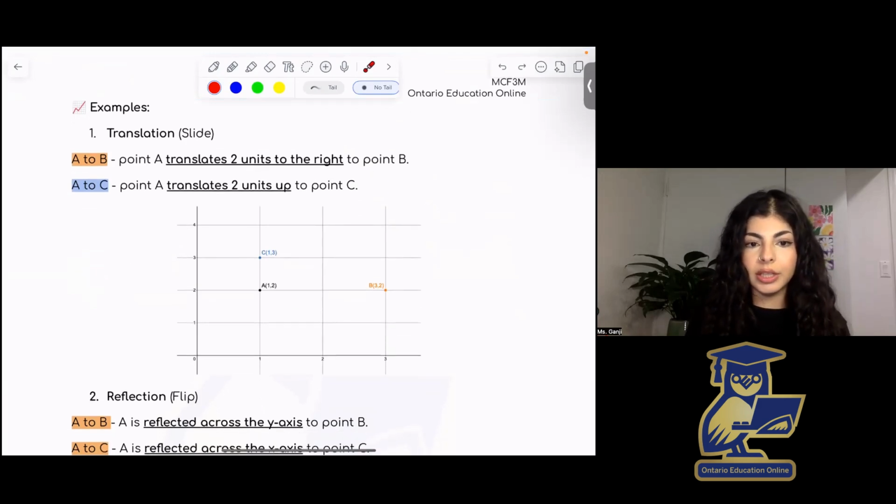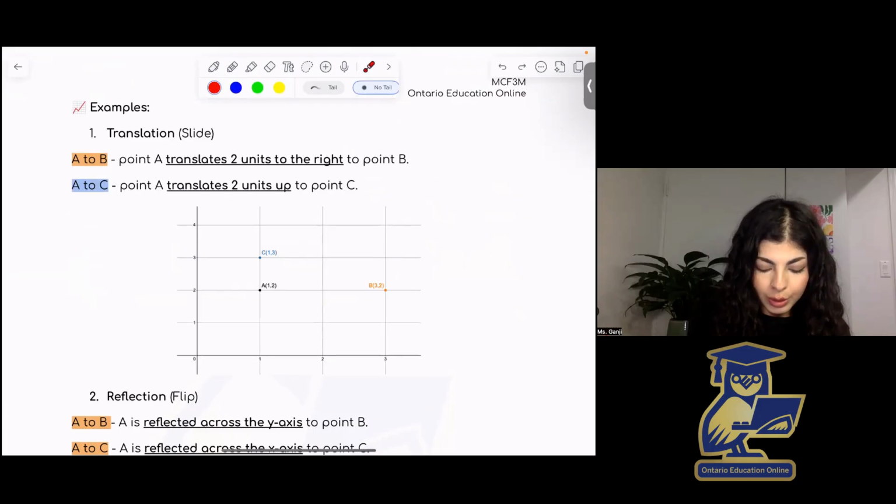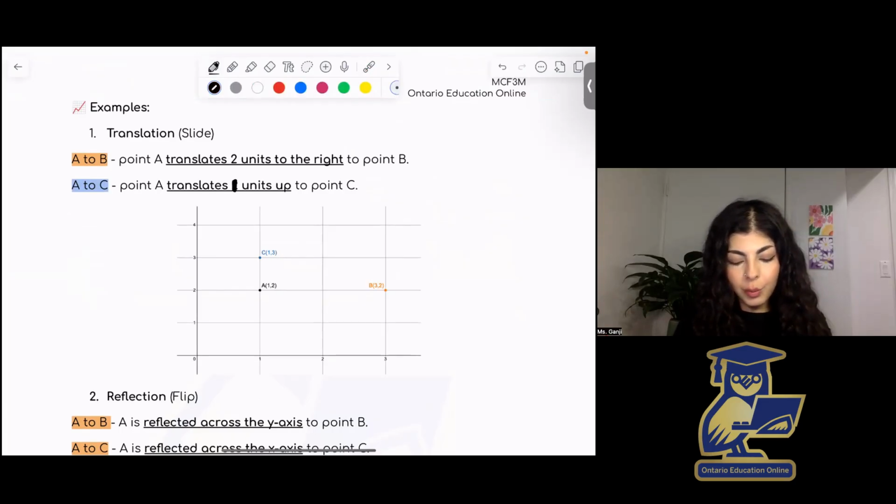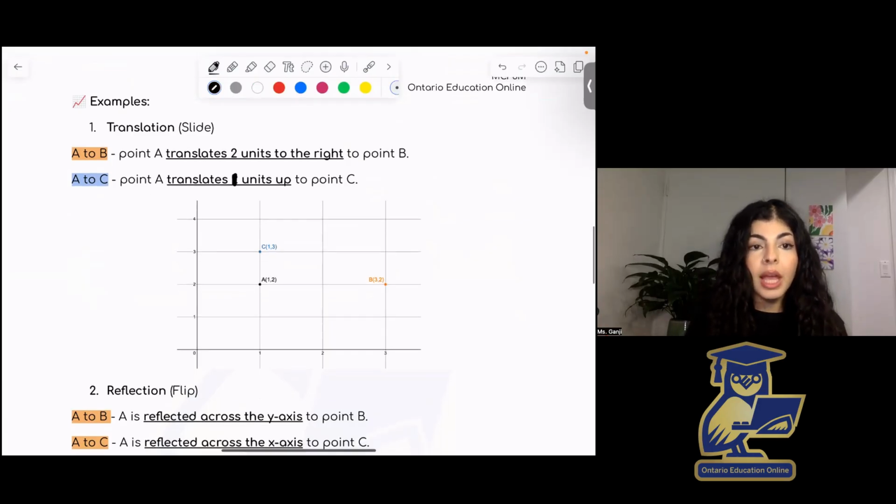And specifically on the Cartesian plane. So here we have point A, which is (1, 2). And I've shown you in orange, if we translate 2 units to the right, we get to point B. And if we translate, oh, this should be 1 unit up, 1 unit up, we get to point C.